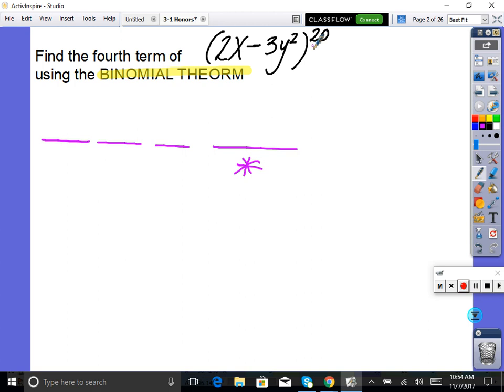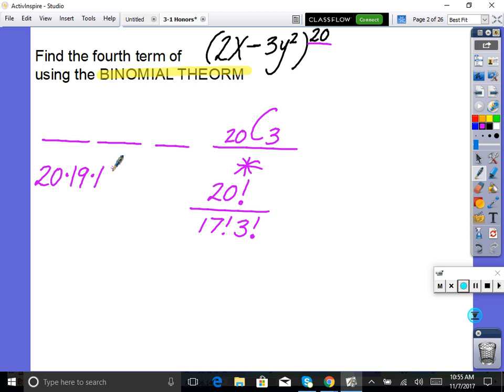Now think about it. Since it's degree 20, this would be 20 choose 0, 20 choose 1, 20 choose 2. So this will be 20 choose 3. So that would be the coefficient. Let's do it. 20 factorial divided by 20 minus 3 factorial times 3 factorial, right? So then that's 20 times 19 times 18 times 17 factorial divided by 17 factorial, 3 factorial. 17 factorials divide out. 3 factorial is 3 times 2. Well, look, 18 and 3 becomes 6. 6 and 2 become 3.